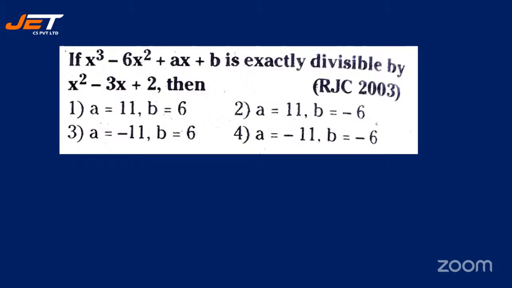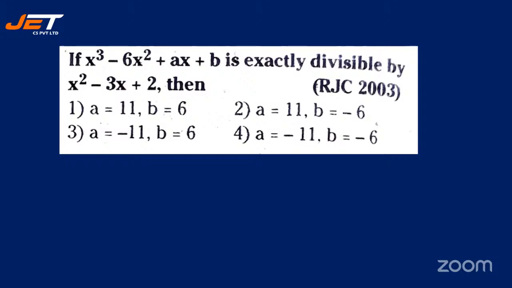x squared minus 3x plus 2, then what is the value of a? What is the value of b? Okay, if x cube minus 6x squared plus ax plus b is exactly divisible by x squared minus 3x plus 2, then what is a? What is b? So quickly you can divide and then you can put the remainder as 0 and then get the value of a and b. Okay. So 1 full minute can be taken for this.